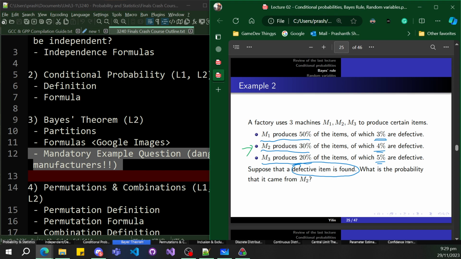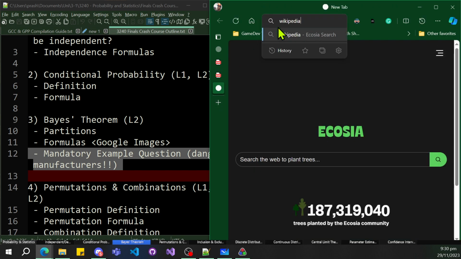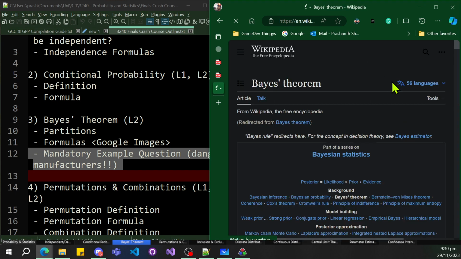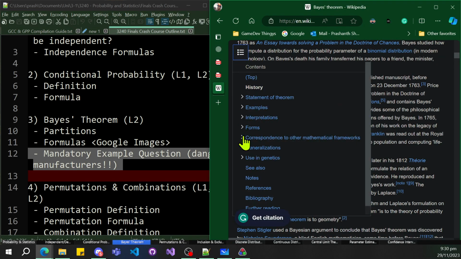Wait, hold on. Did I miss anything in chat? Go to Bayes theorem on Wikipedia and scroll down to interpretations. Quick side note.